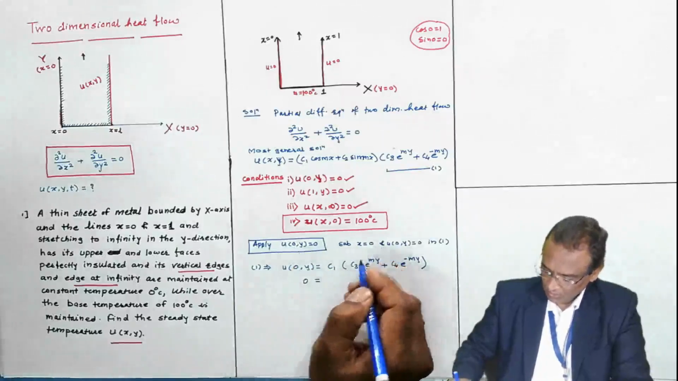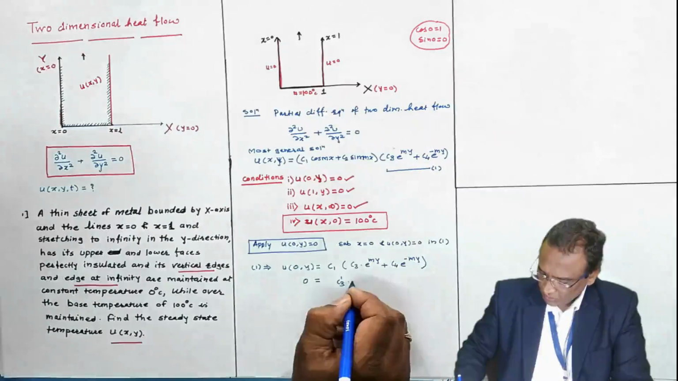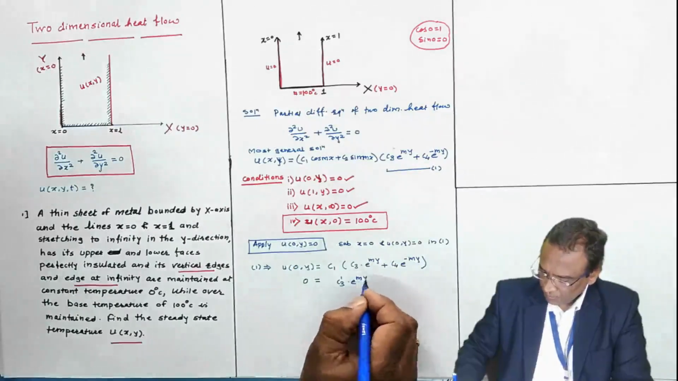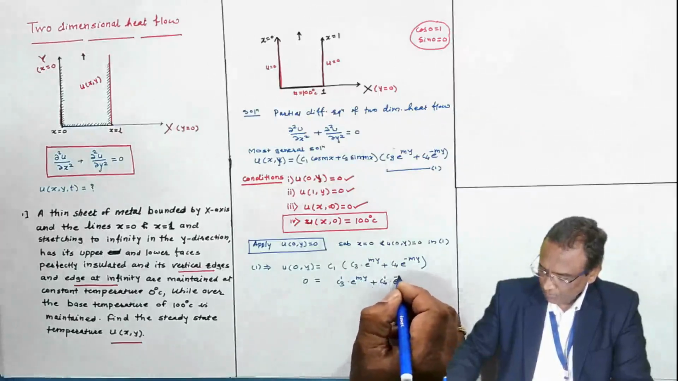That is the first condition. And one more thing I am going to do: C3' e^(my) + C4' e^(-my).